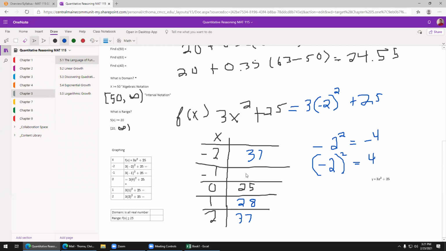And then if we do 1, we get 28. So if you did the negatives and you did not get 37 and 28, try it again in your calculator by putting the negative sign in parentheses and see if you do get 37 and 28.